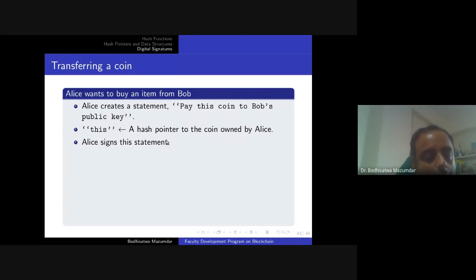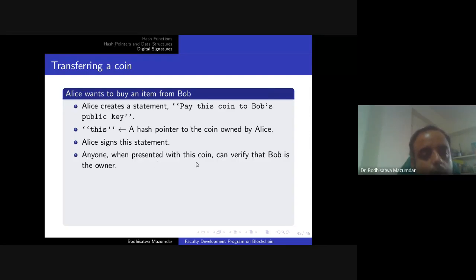This is a hash pointer to the coin owned by Alice. Alice then signs this statement, because Alice is transferring that coin. Anyone, when presented with this coin, can verify that Bob is the owner. Now, after Alice signs this statement, and of course Goopy also signs at his end, to keep a record.